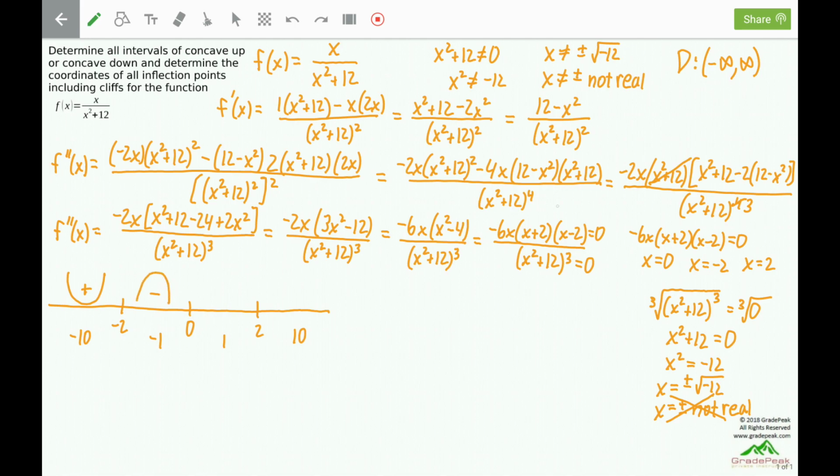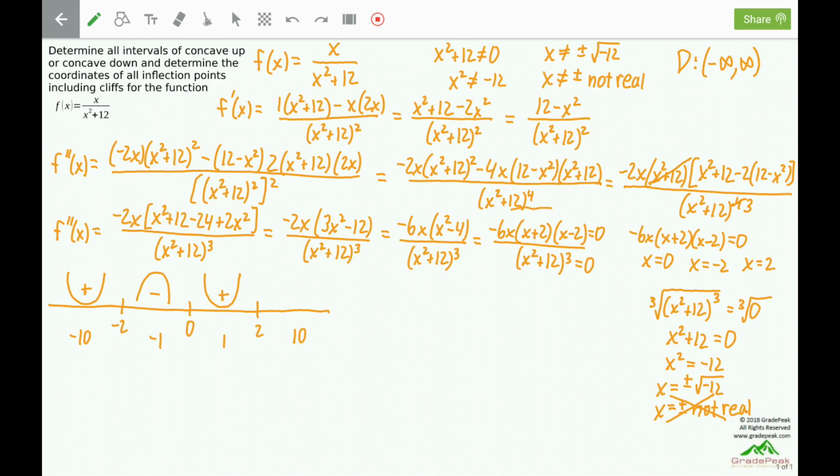concave down. Plugging positive 1 in, negative 6 times positive 1 is negative. 1 plus 2 is positive. Negative times positive is negative. And then 1 minus 2 is negative. We have a negative times a negative, which is positive. We have a positive second derivative, which corresponds to concave up.